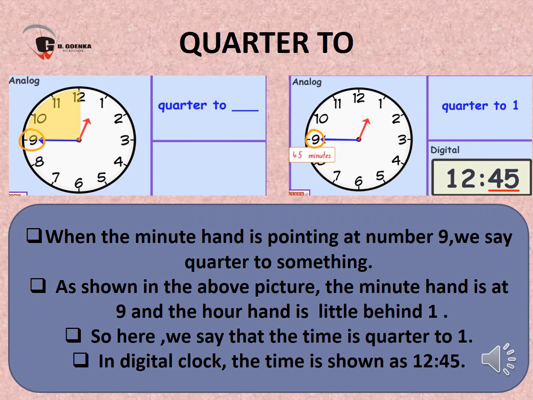Let's move on to our next concept, that is quarter to. When the minute hand is pointing at number 9, we say quarter to something. As shown in the above picture, the minute hand is at 9 and the hour hand is a little behind number 1. So here we say that the time is quarter to 1, or 12:45 in digital clock.